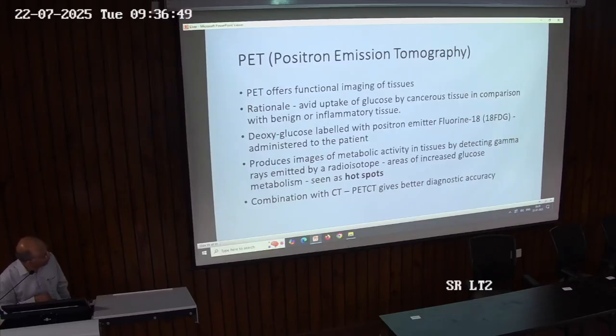And the isotope that we use is 18FDG, which is deoxyglucose labeled with fluorine. So a tissue which is more metabolically active, like it happens in cancer tissues or secondary deposits, that will take up this isotope preferentially compared to the rest of the tissues, and this would appear as what is known as a hot spot.